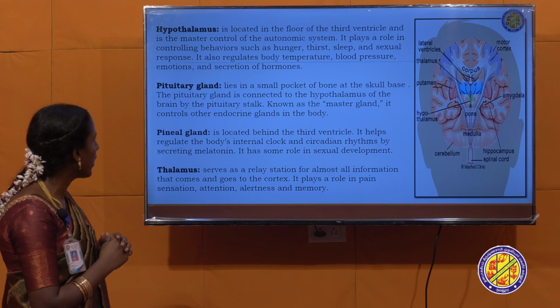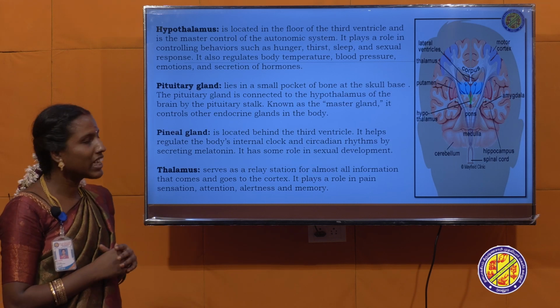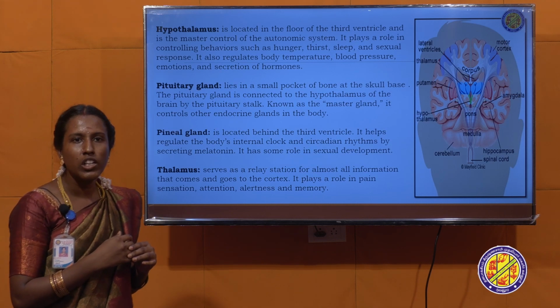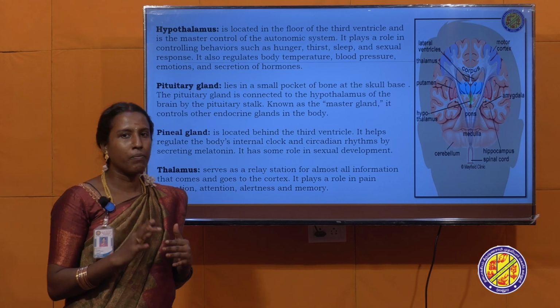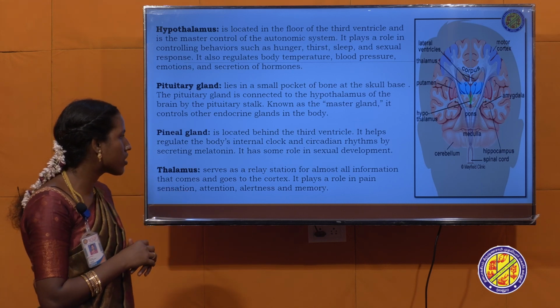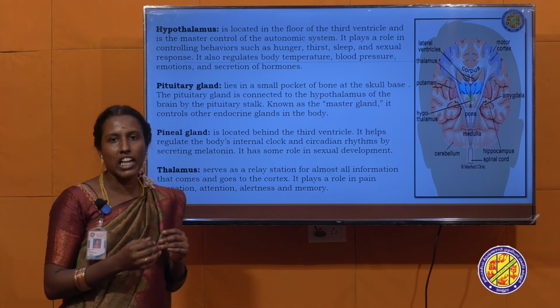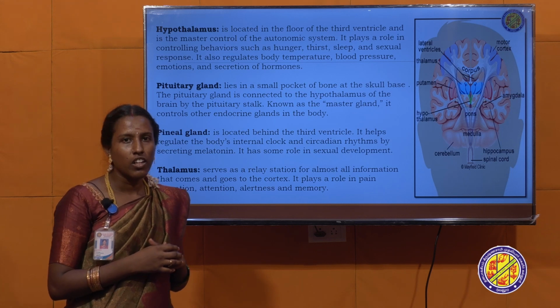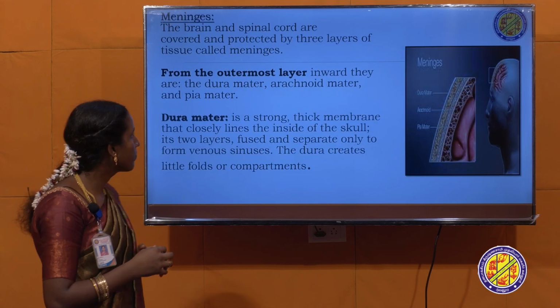So we can say it is a master gland. Next is the pineal gland. The pineal gland regulates circadian rhythm, so mostly it gives importance to sleep. Okay, next is the thalamus. The thalamus helps with attention and alertness. Okay, now next slide.